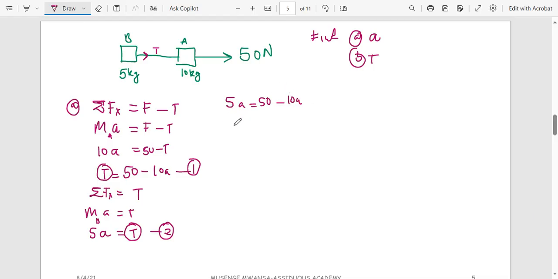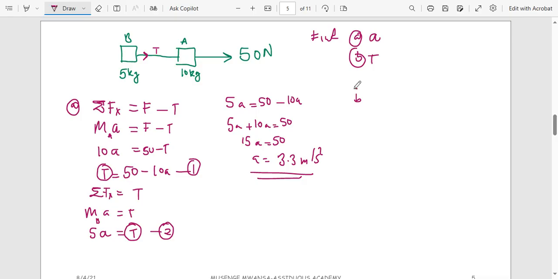I'll take the 10A this side. That will be 5A plus 10A is equal to 50. This is going to give us 15A is equal to 50. Therefore, acceleration is going to be 50 divided by 15. And acceleration is going to be 3.3 meters per second squared. This is the acceleration at which both boxes will move because they are connected.